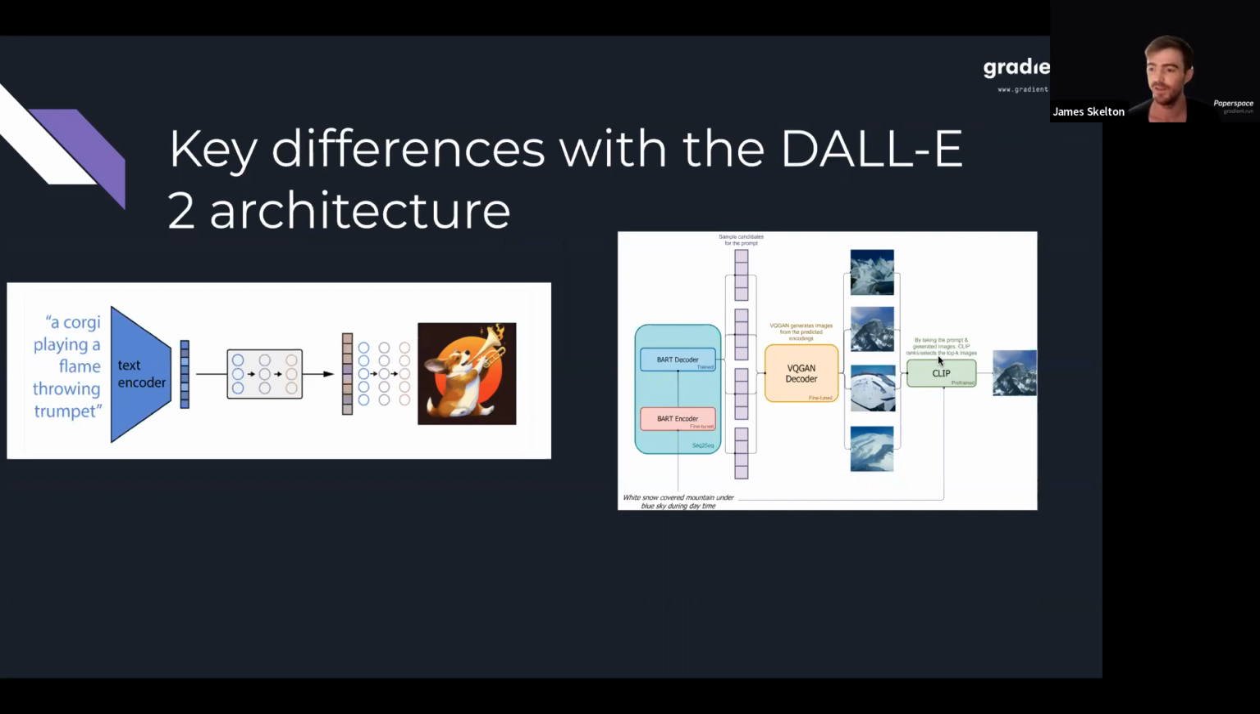Next is how they use CLIP. DALL-E 2 uses a CLIP encoding with the prior ablated diffusion model, while Crayon uses BART to create the image encoding and CLIP to instead rank the final outputs. That's because they are not training their own CLIP. They're using a pre-trained one.